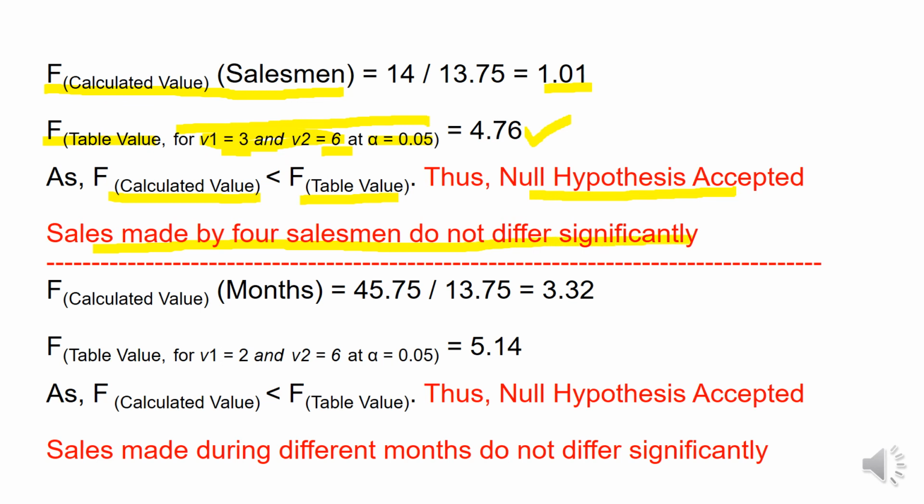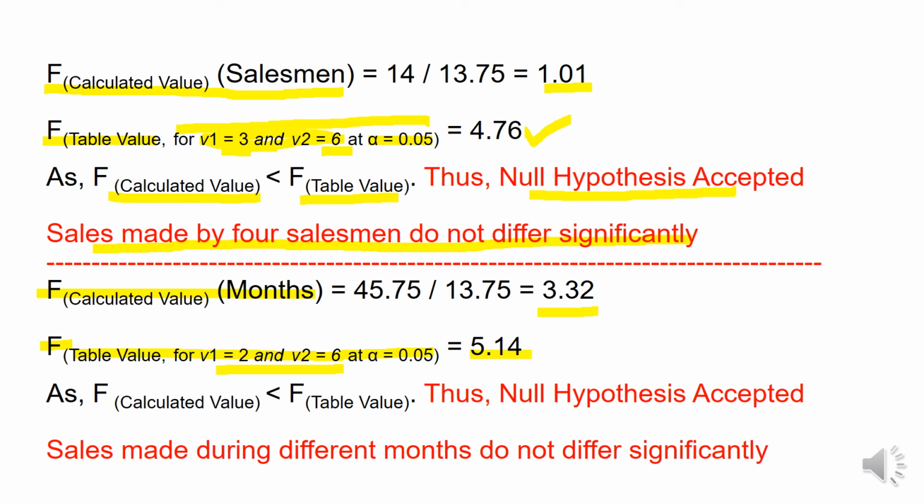And in the second case, we'll calculate the F value for months. The calculated F value for months is equivalent to 3.32. And now we'll compare this calculated value of F for months with the table value. The table value will now be read for V1 equal to 2 and V2 equal to 6, that is for the residual part. So the F table value for V1 equal to 2 and V2 equal to 6 at 5% level of significance is equal to 5.14.